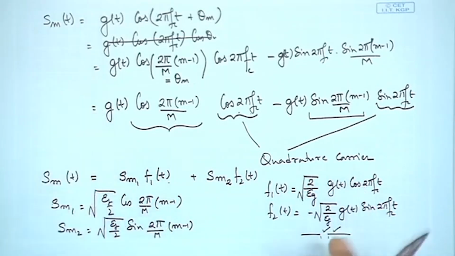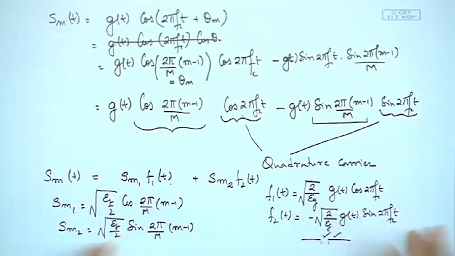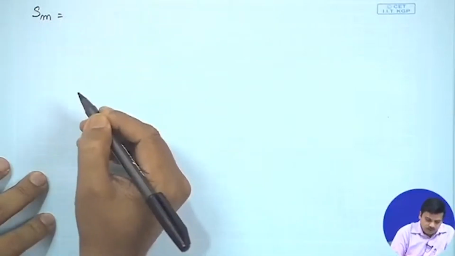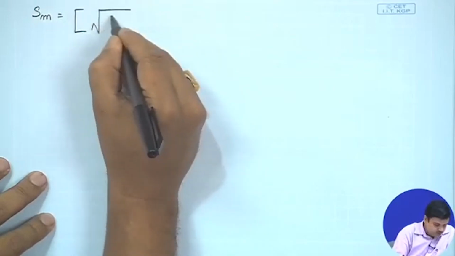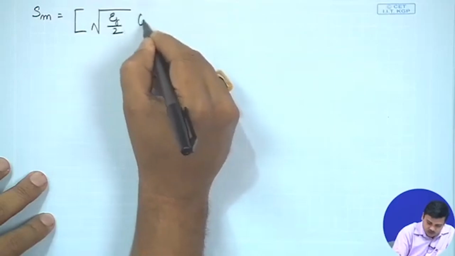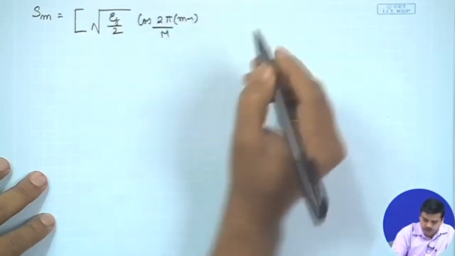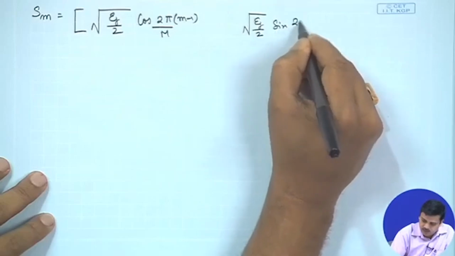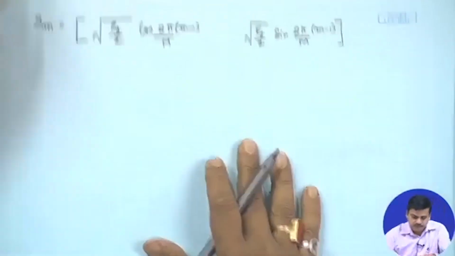So, we have the first term, and when these two are multiplied, we get the second term, and of course, the minus sign is there. So, continuing on this expression, we could write that S_m, which is the signal vector form, could be written as two components. The first component is square root of E_g upon 2 cos 2 pi (m minus 1) upon capital M, and the second component is square root of E_g by 2 sine 2 pi (m minus 1) upon capital M.